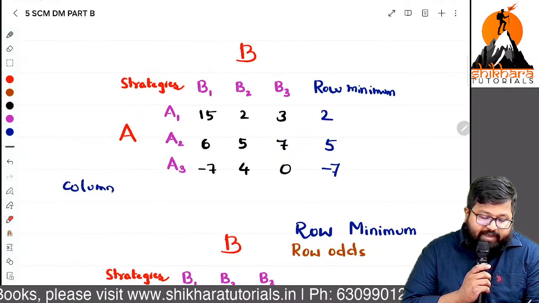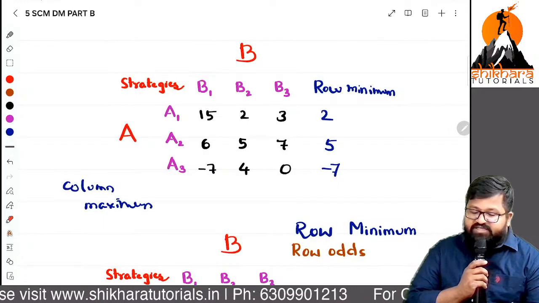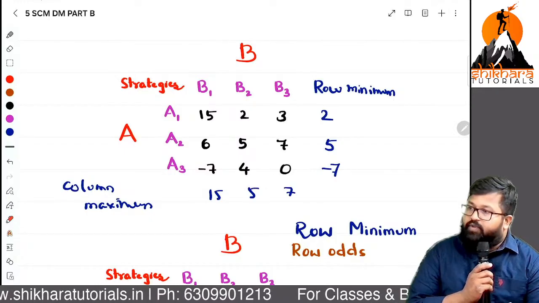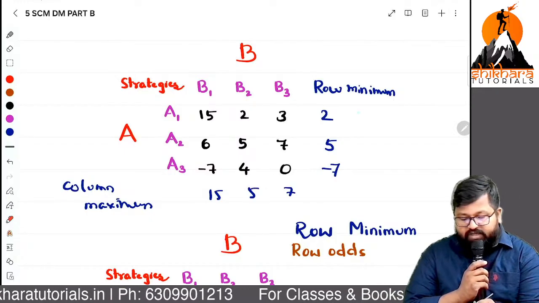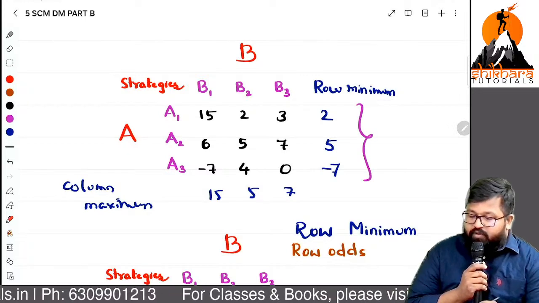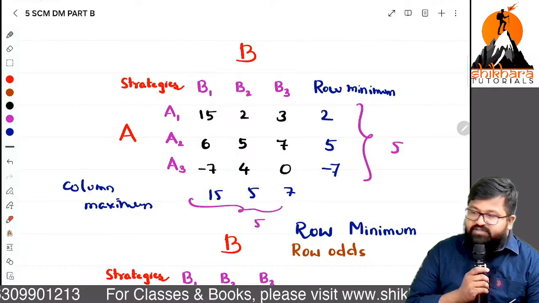Okay. And next, what is the other part, sir? Column maximum. In the case of column maximum, what is the maximum value in each case? 15, 5, 7. Okay. Here, what is the highest value? 5 is the highest value. And here, what is the least value? 5 is the least value.